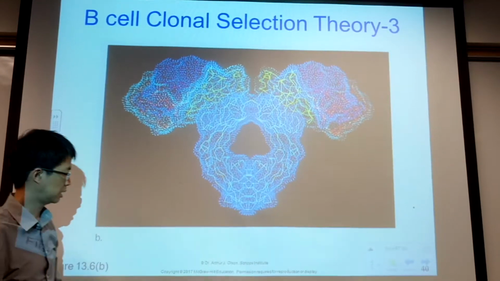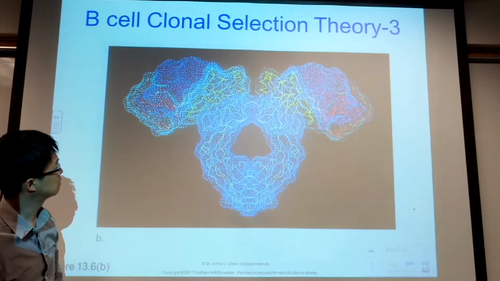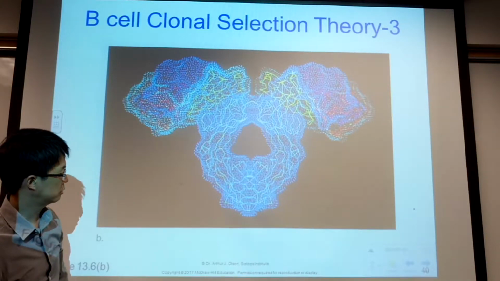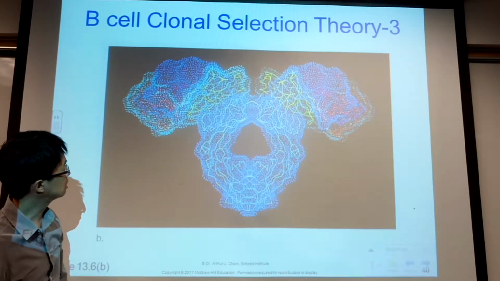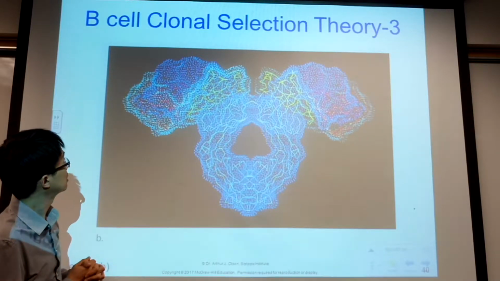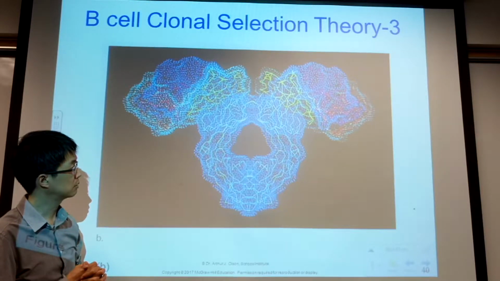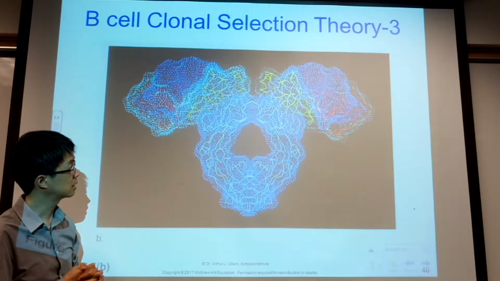I should say this is an electron micrograph of the antibody.